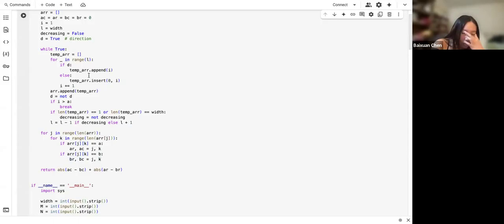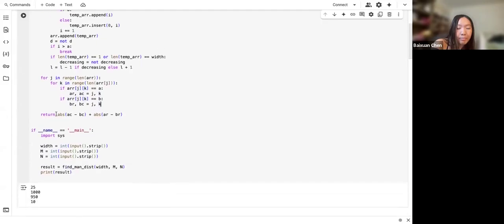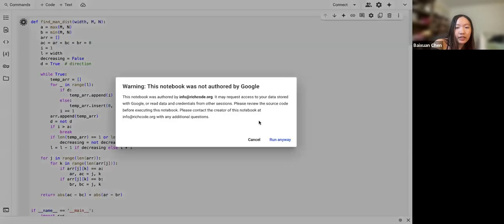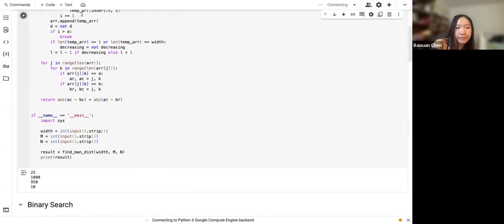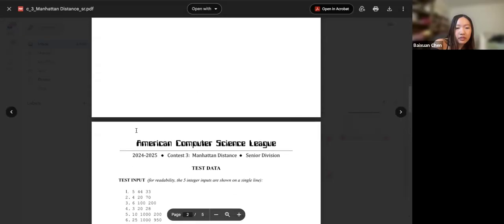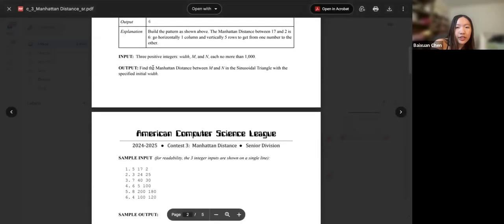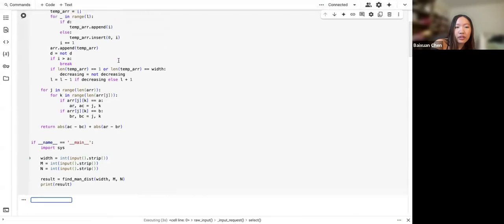And then finally, to finish the problem, you just return the absolute value of AC minus BC, where AC stood for A column and BC is B column, plus the absolute value of A row minus B row. And if you run it, you can see that, yeah, it works on the test cases. So then, yeah, that is basically how to do the short.